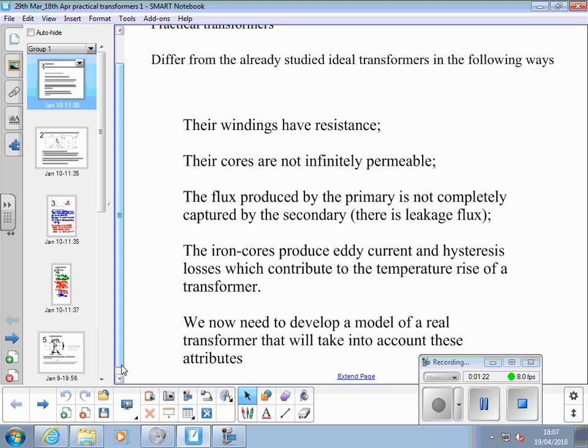So what we're going to do is develop a model to calculate loss, by taking some measurements and finding the parameters for it, loading it up, using a meter, and finding what's the remainder of them.